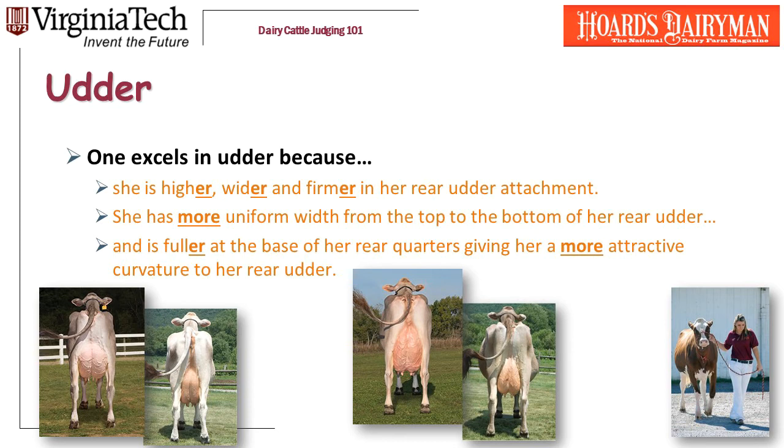Let's listen to that again. One excels in udder because she is higher, wider, and firmer in her rear udder attachment. She has a more uniform width from the top to the bottom of her rear udder and is fuller at the base of her rear quarters, giving her a more attractive curvature to her rear udder. The best way for you to learn this stuff is to actually practice it, verbalize it out loud. So hit pause and practice this. Say it 3 times. Say it 3 times correctly. And then we'll move on.